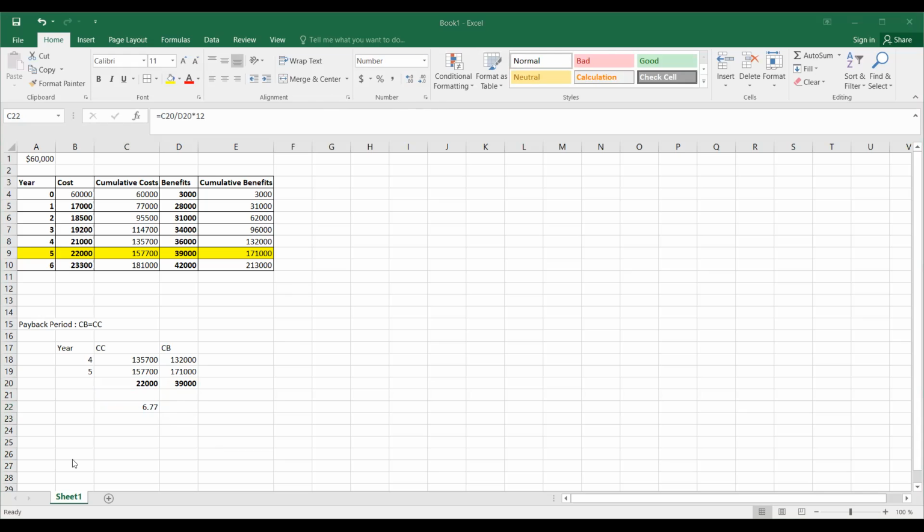With me, Sammy? Sounds confusing. So that's between the 4th year and the 5th year. Therefore your payback period would be 4 years and 6.77 months.